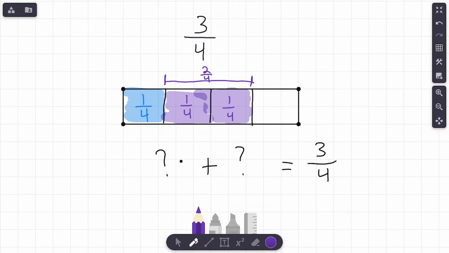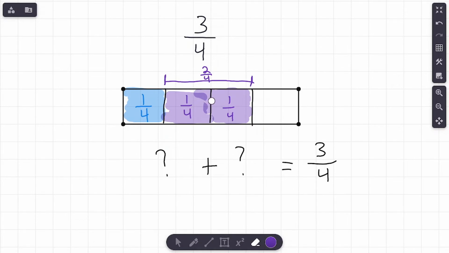So, my question is, if this blue section was 1/4 that we created, and this purple section was 2/4 that we created, does anybody know how many are blue and purple? How many did we color in blue and purple? If we were to add those together, how many do we have?